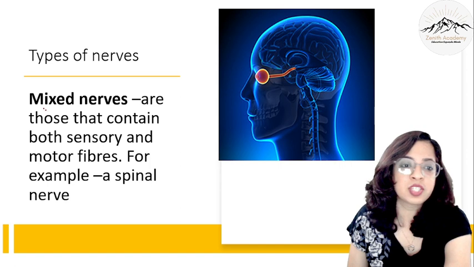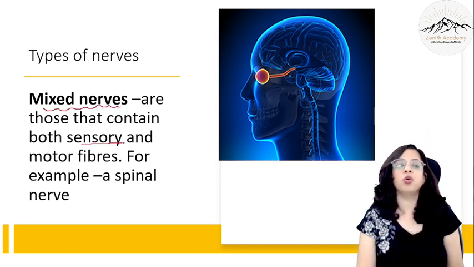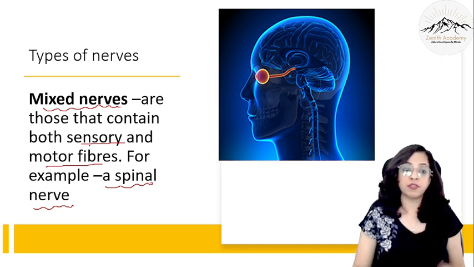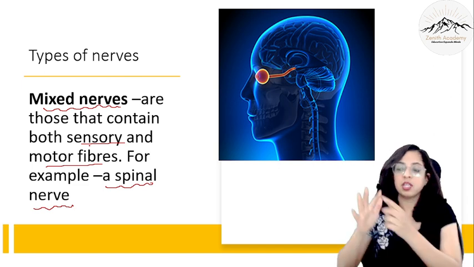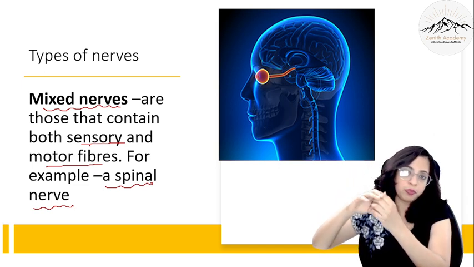Next, mixed nerves. So what are mixed nerves? They are those that contain both sensory and motor fibers. For example, a spinal nerve. So a spinal nerve can be an example of mixed nerves. Now, mixed nerves are present in many places. This can be your muscles, the muscles of your hand.